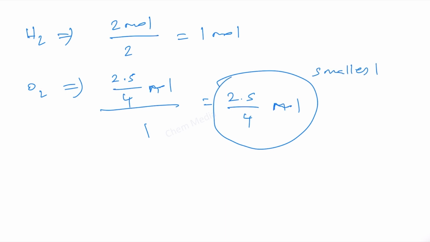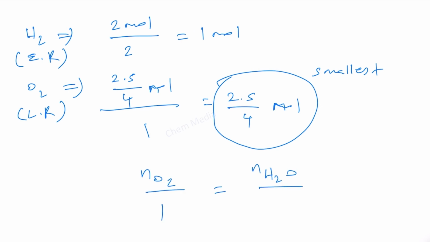This is the smallest compared to 1, and therefore, O2 is the limiting reagent here and H2 is the excess reagent here. And therefore, we have to equate the stoichiometric moles of O2 with the stoichiometric moles of water to find the correct answer here. Therefore, number of moles of O2 we got is 2.5 divided by 4 mole, and that is equal to number of moles of H2O divided by 2.